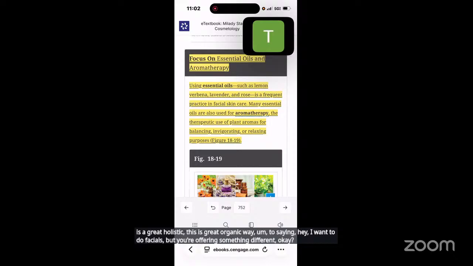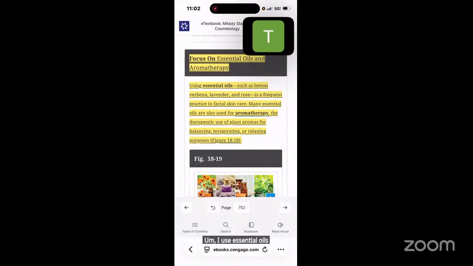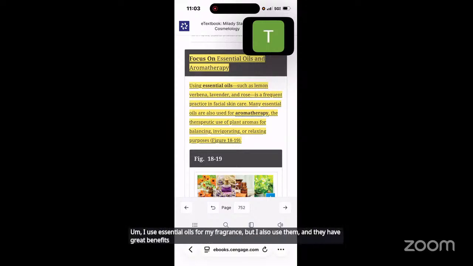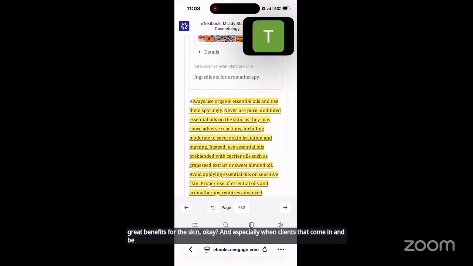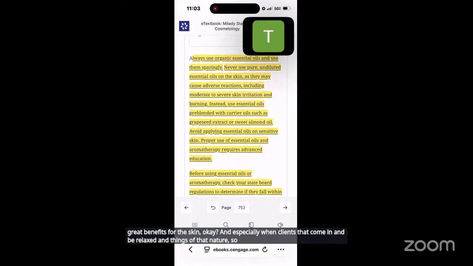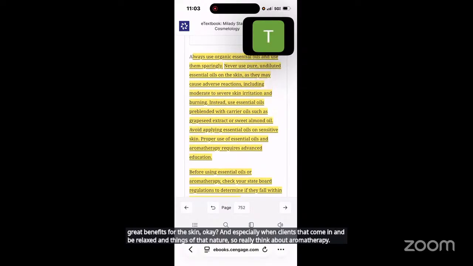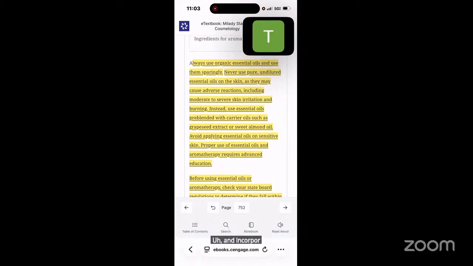I use essential oils for my fragrance, but they also have great benefits for the skin, and especially I want clients to come in and be relaxed and things of that nature. So really think about aromatherapy and incorporate it in your work as a cosmetologist.